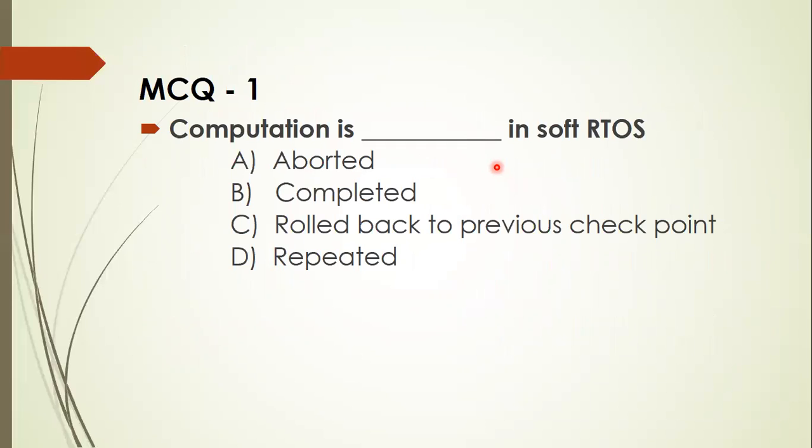Aborted, completed, rolled back to previous checkpoint, repeated. Especially in the case of hard RTOS, it is completely aborted. You have to go back to the initial point. But here in the case of soft RTOS, it is rolled back to previous checkpoint. The correct answer is C.